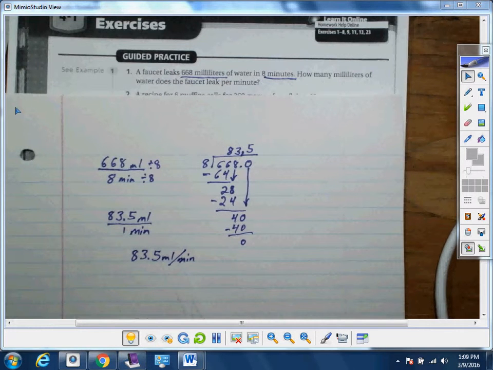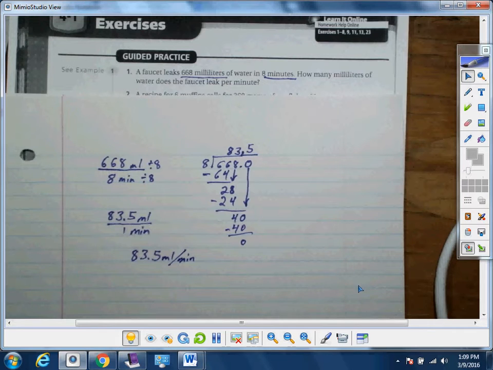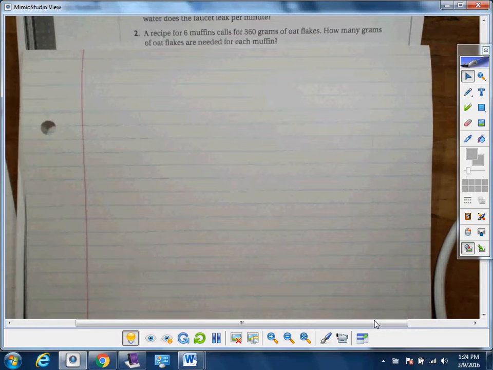Now I'm going to pause it. If you look at the top of the screen, you'll see the next question. It says a recipe for 6 muffins calls for 360 grams of oat flakes. How many grams of oat flakes are needed for each muffin? Now, this is going to put it in grams. In the United States, it's generally going to tell you cups. It's not going to tell you grams.